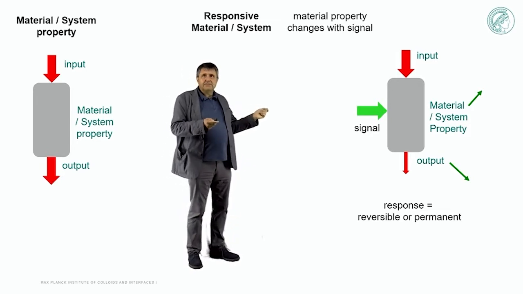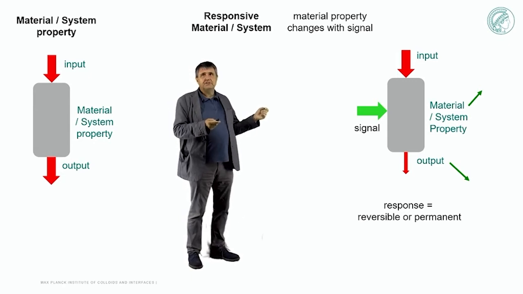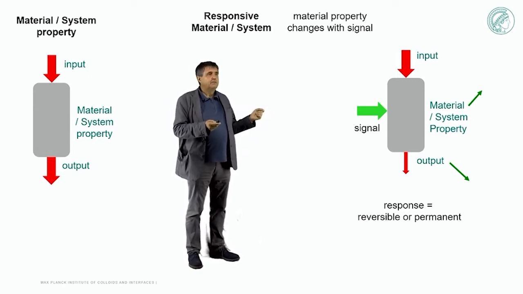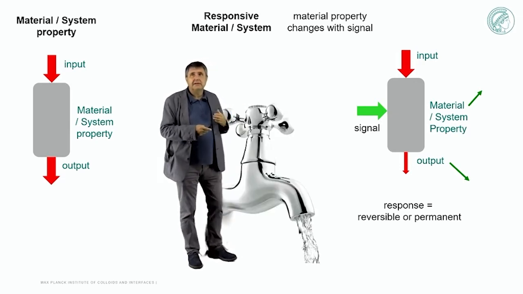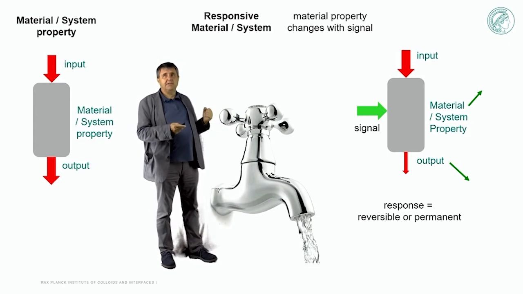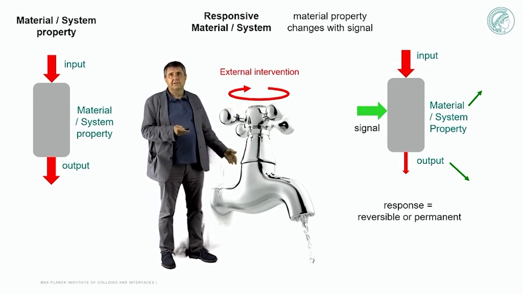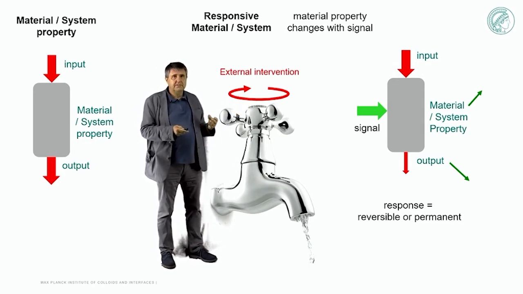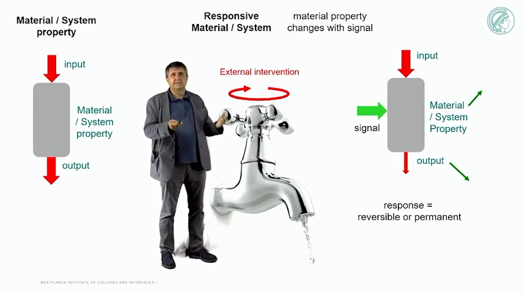Now, what defines responsiveness? The responsiveness is a modification of the material property due to a signal from outside. So for example, if I have this tap here and I start to turn, then I can reduce the flow of water. And this reduction of the flow of water is achieved by the property, which is just the size of the tube that allows the water to go through. This is a very simple example of a device.